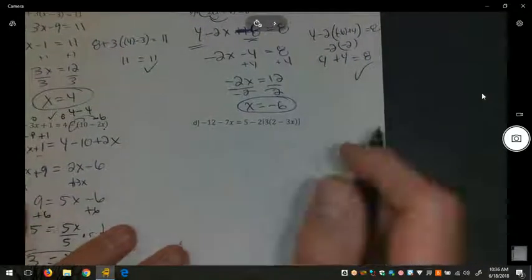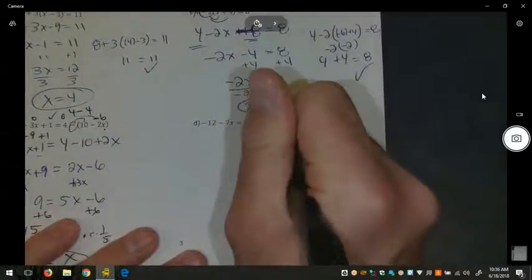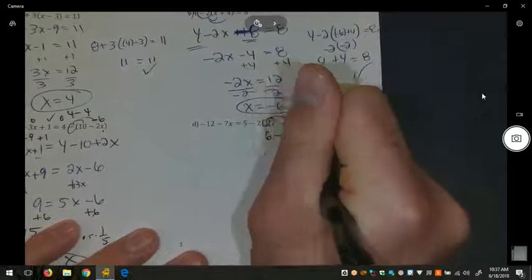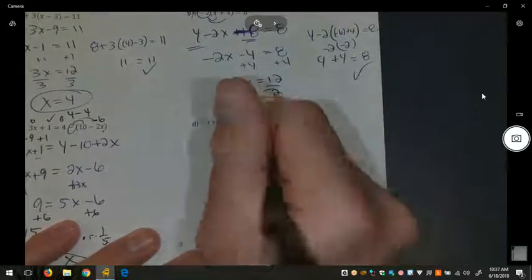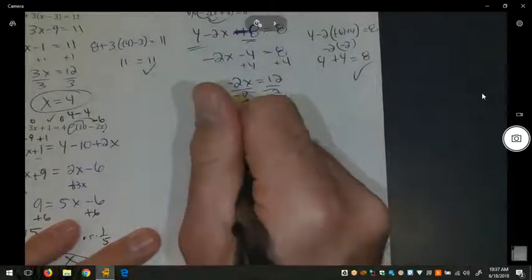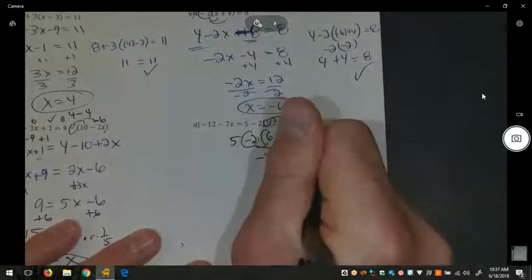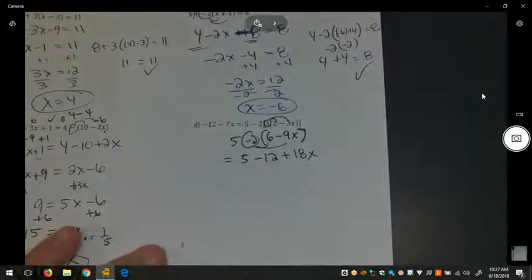For letter D, we actually have a double set of parentheses. The very first thing we will distribute is the 3, giving us 6 minus 9x. Then we'll distribute the negative 2 into that, giving us negative 12 plus 18x. That's just the right-hand side.